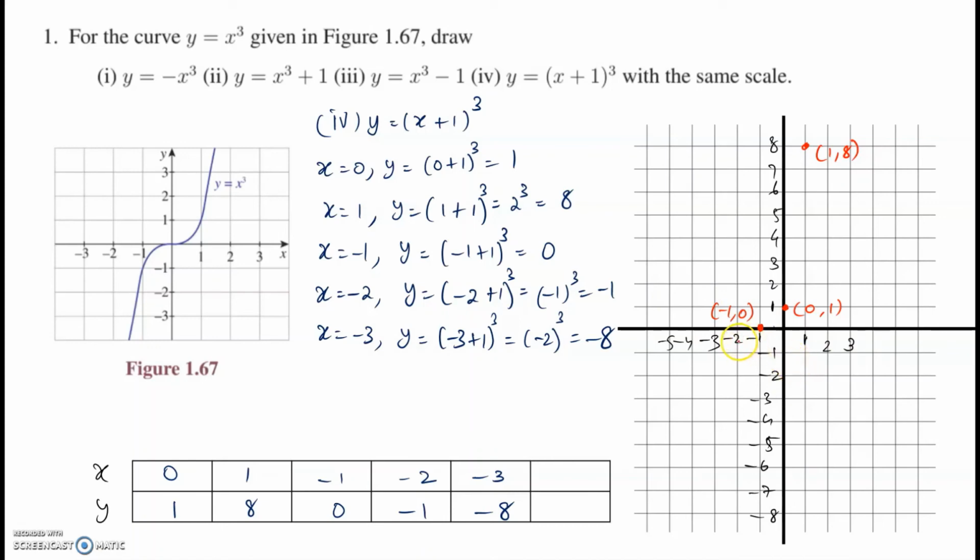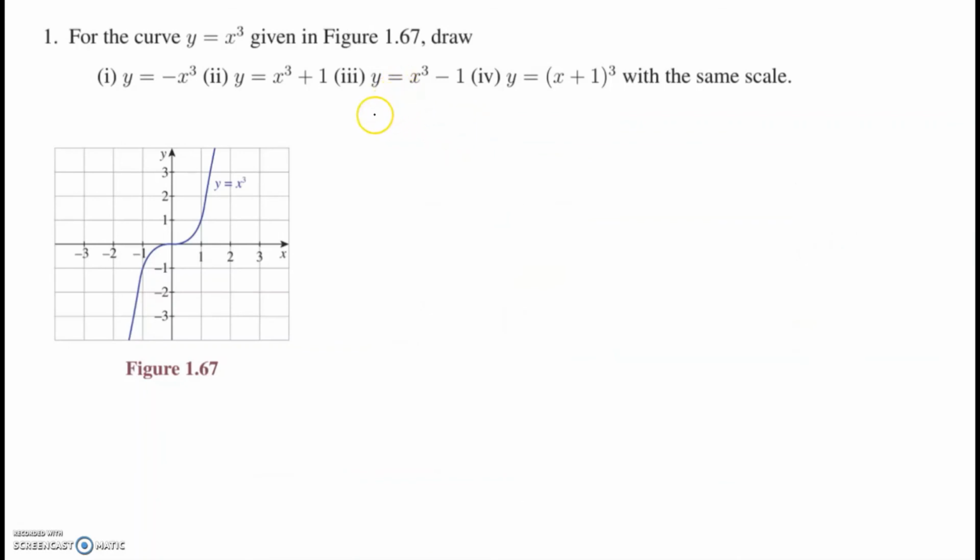X is minus 2, y is minus 1. So this is minus 2, minus 1. Then you have x is minus 3, y is minus 8. Minus 3 and minus 8. That's the graph. Now plotting this graph, you can see very clearly that it has shifted to the left because we had x plus 1, so it has shifted to the left by 1 unit.